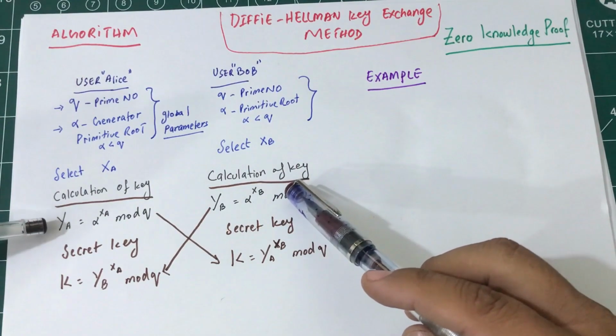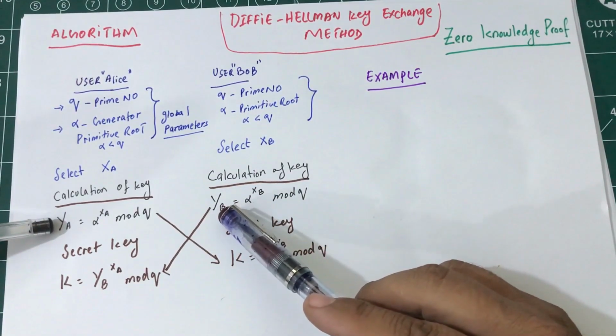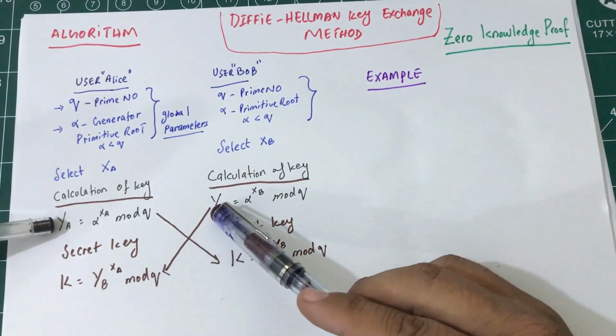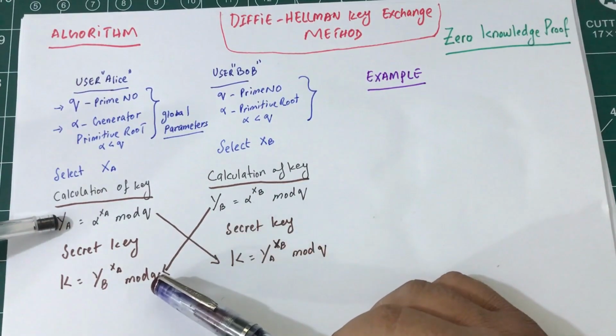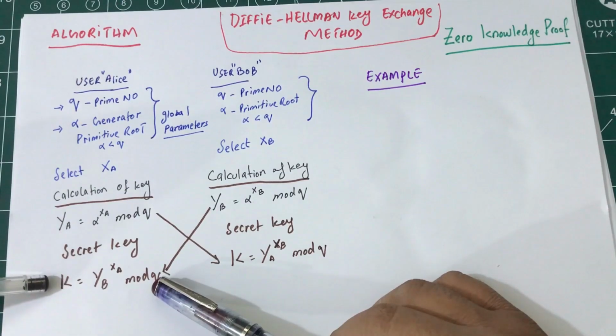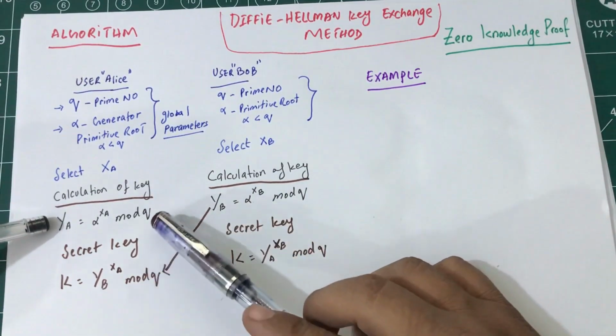After both of these parties have computed that key, they will send the result, which we are calling yb, to the other party. So Bob is going to transmit that to Alice, and Alice is going to transmit hers to Bob. That's what these arrows depict.